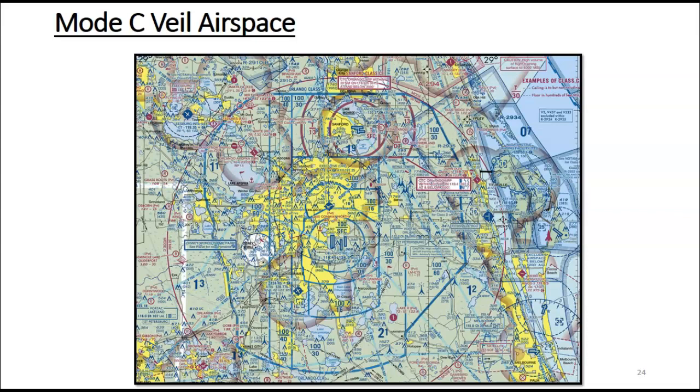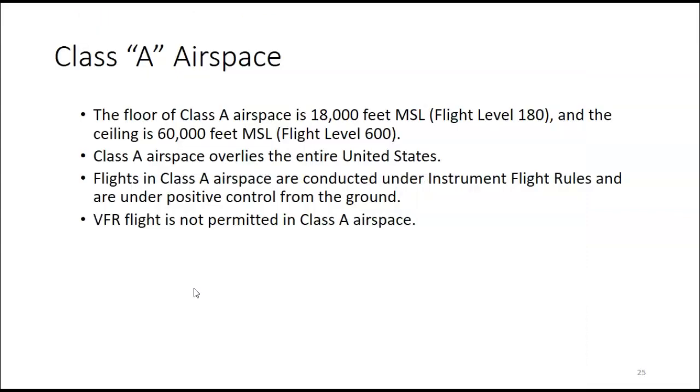Class A airspace is from 18,000 feet up, or flight level 180. And the ceiling is at 60,000 feet MSL, or at flight level 600. Class A airspace is over the entire U.S. and is conducted under instrument flight rules only. VFR flight is not permitted in Class A airspace.